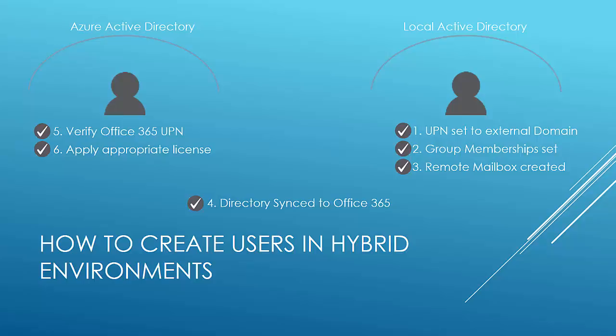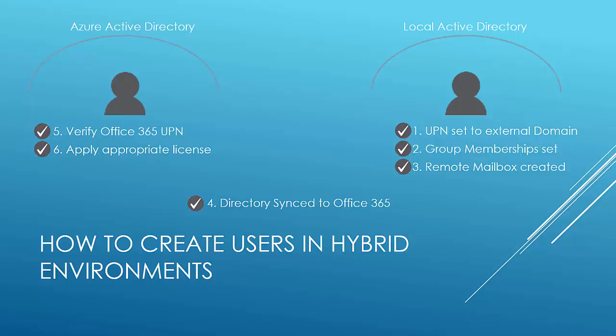And then we need to apply an appropriate license, because now what we've done is we've created basically a mailbox pointer in Exchange that says their user account, their mailbox exists out in Office 365, but to actually activate their mailbox in Office 365, we need to apply an appropriate license. And the reason why I say appropriate is because not all Office 365 licenses contain Exchange Online.